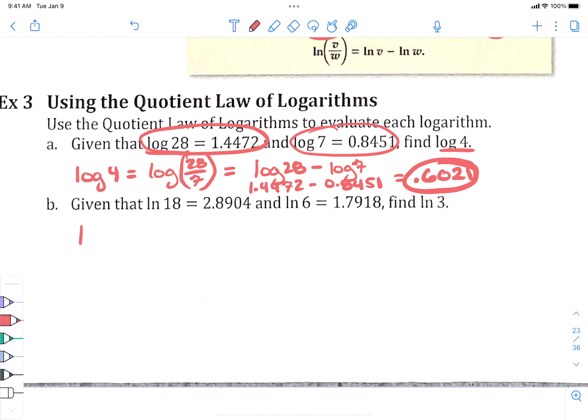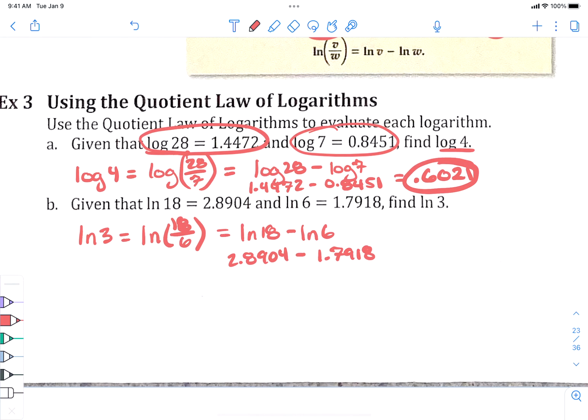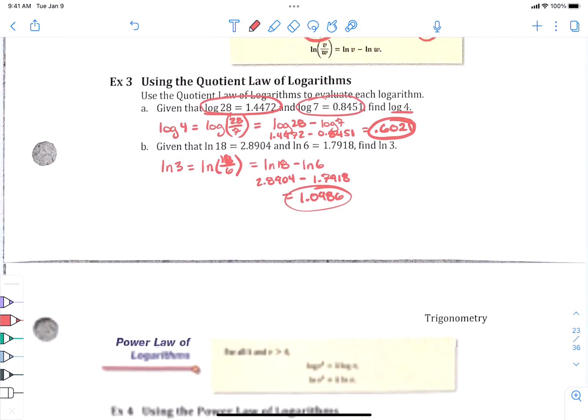Now they have ln 18 and ln 6. They want to find ln 3. ln of 3 can be written as 18 divided by 6. Be careful because it's not always the first one minus the second one, because they could trick you and give you them in the wrong order. So ln of 18 minus ln 6 is 2.8904 minus 1.7918, and that is 1.0986. There you go.